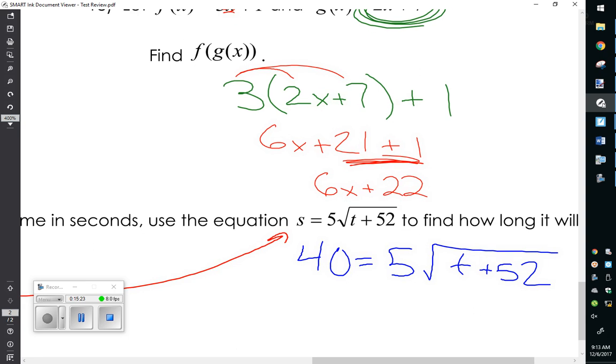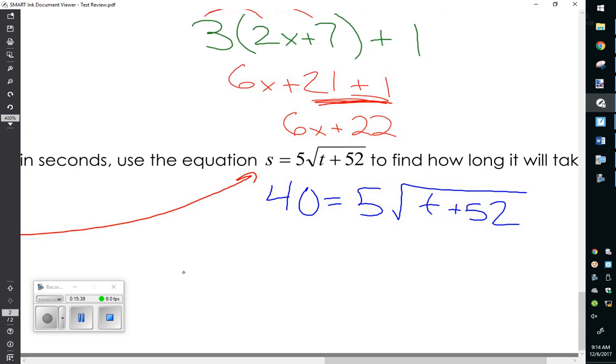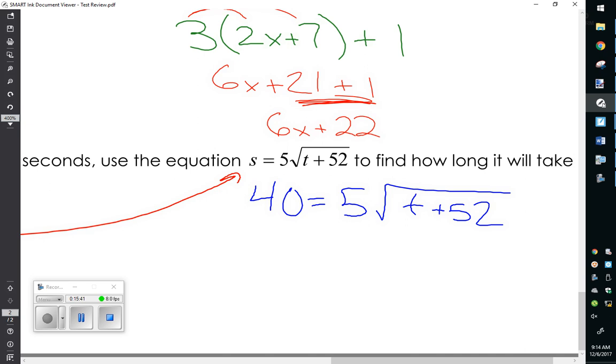On the last one, it is talking about, what's it say? I don't want to zoom out. A minivan is traveling down an icy road. If S is the speed in miles per hour and T is time in seconds, use that equation to figure out how long it'll take the van to stop if it's going 40 miles per hour. I plug 40 miles per hour in, and then I solve.